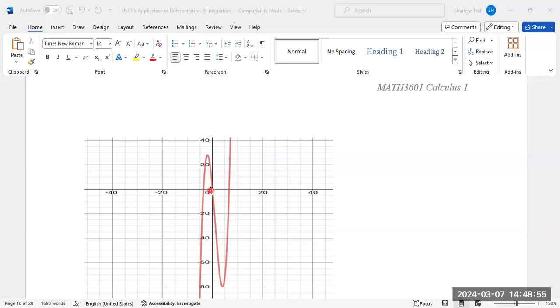Sir, I want to ask a question. Is the point of inflection showcased on the graph as well? Yes, right here. It's exactly where the point is. That's the point of inflection. Okay, thank you. No problem, my love.